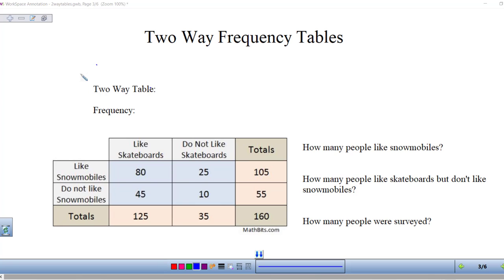Today we're going to talk about two-way frequency tables. A two-way table shows a relationship between two sets of categorical data.